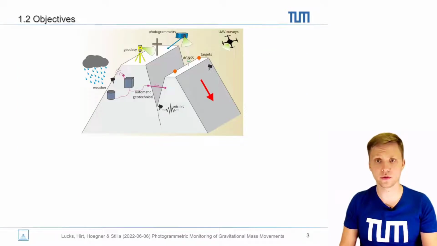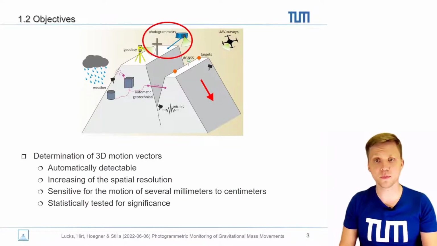To observe the motion of the slope, a large set of sensors was installed at the summit. In this presentation, I want to talk about the photogrammetric observation which we have carried out. The aim of the work is to estimate 3D motion vectors. These vectors should be automatically detectable, have a high spatial resolution compared to manually marked points, and they should be sensitive enough to detect a motion in the order of several millimeters to a few centimeters. Finally, they should be statistically tested for their significance.